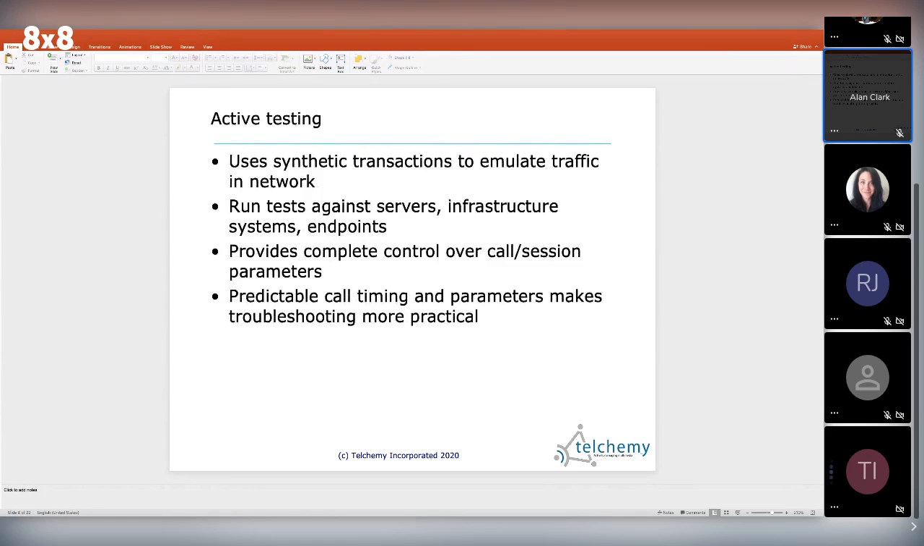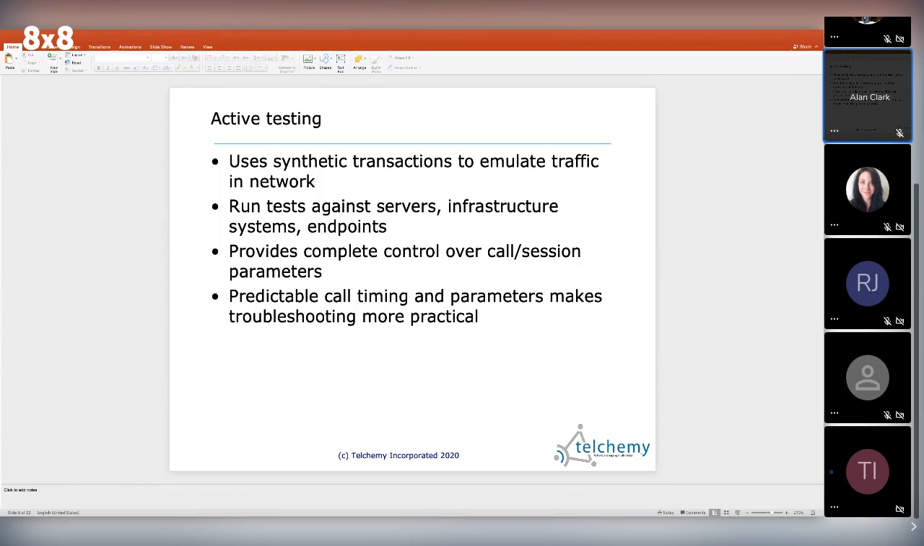So now let's talk a bit about active testing. Active testing uses synthetic transactions to emulate traffic in a network. For example, you might want to test a web server, so you do an HTTP GET from the web server. Or you may want to do email, so you could do a POP or SMTP transaction with an email server. Or in our particular case, the subject of this presentation, you may want to do a synthetic voice over IP call.